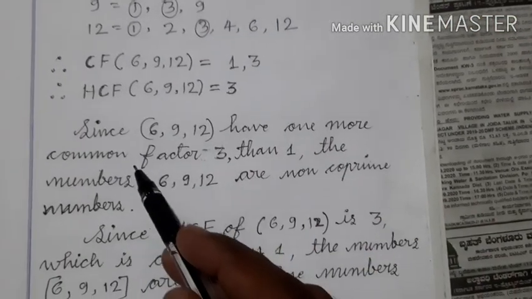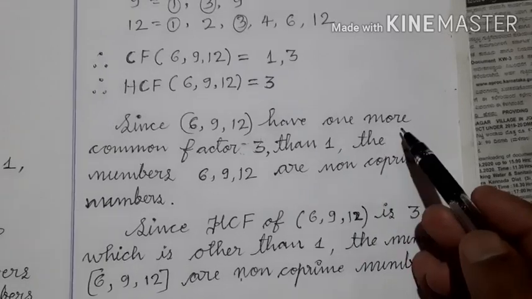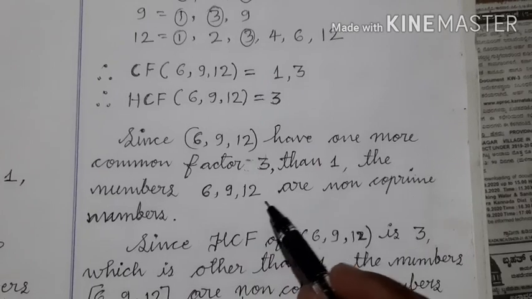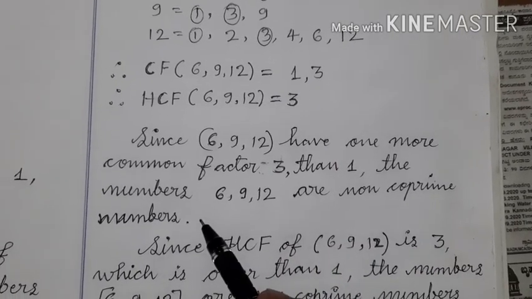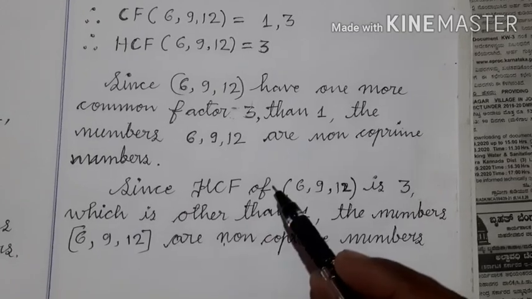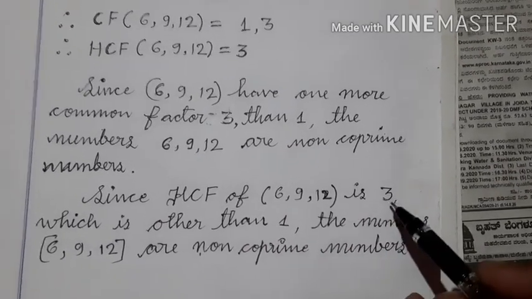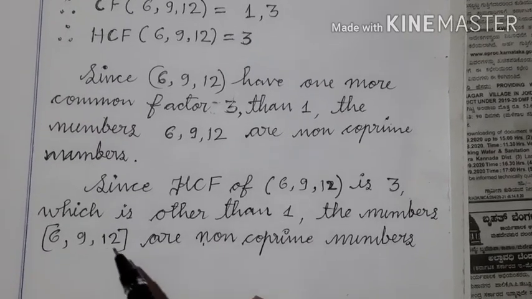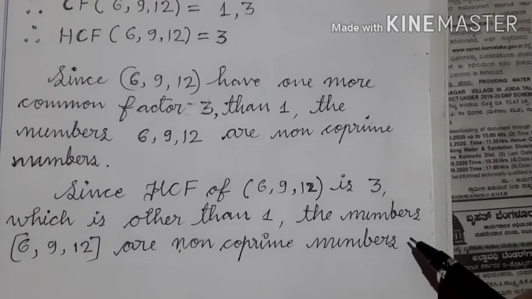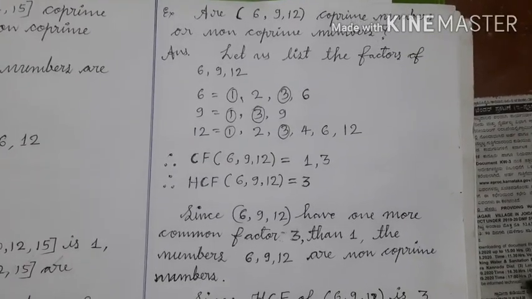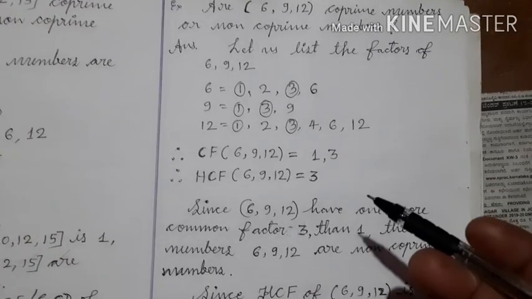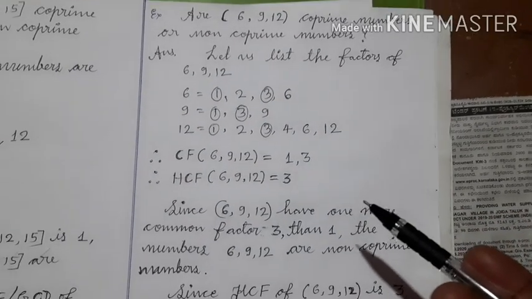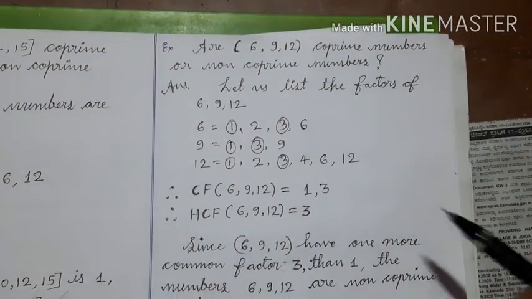Therefore, children, since 6, 9, 12 have one more common factor 3 than 1, the numbers 6, 9, 12 are non-coprime numbers. And also, since the HCF of 6, 9, 12 is 3, which is other than 1, the numbers 6, 9, 12 are non-coprime numbers. If two numbers or more than two numbers have a common factor other than 1, then they are non-coprime numbers.